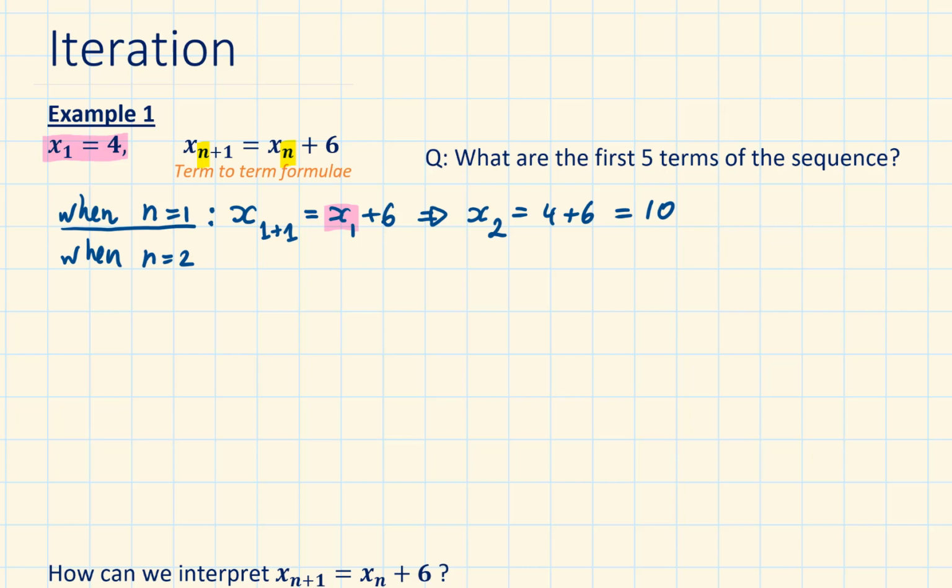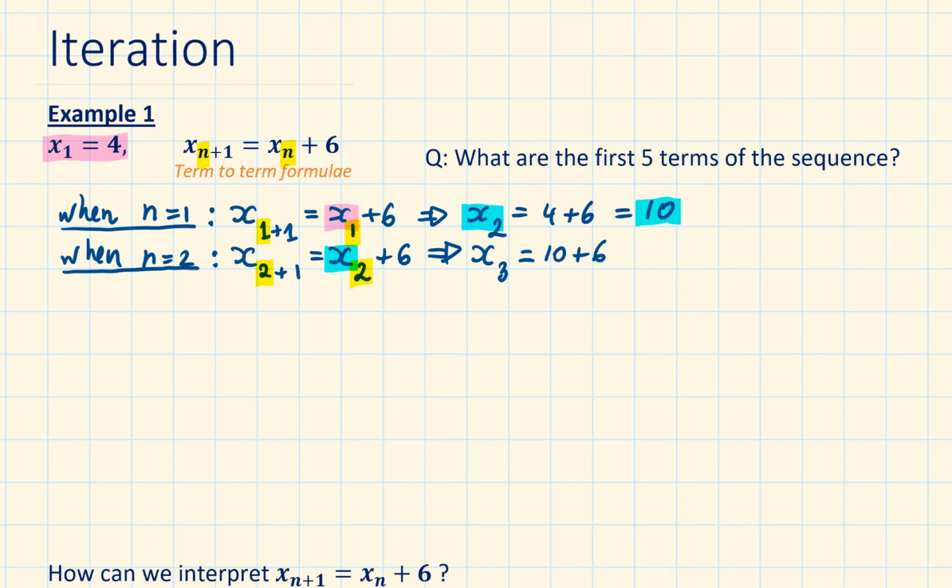When n is equal to 2, we replace all the n's in the term-to-term formula with a 2. This will be x_{2+1} is equal to x_2 + 6. We found x_2 in the previous line, therefore x_3 will be 10 + 6, which is 16.